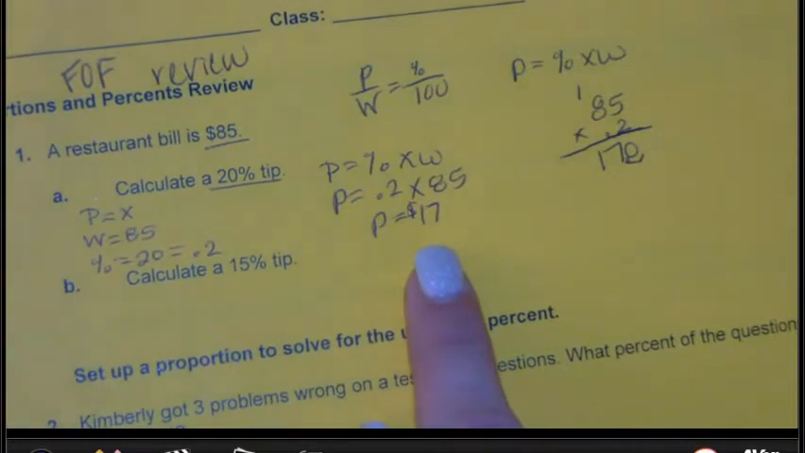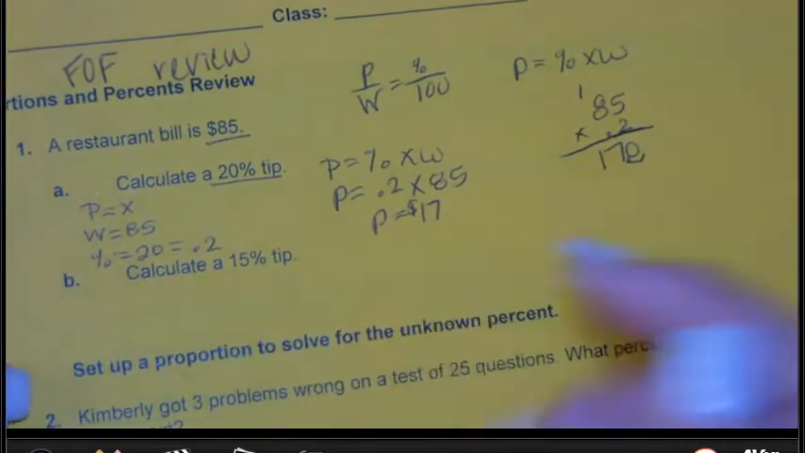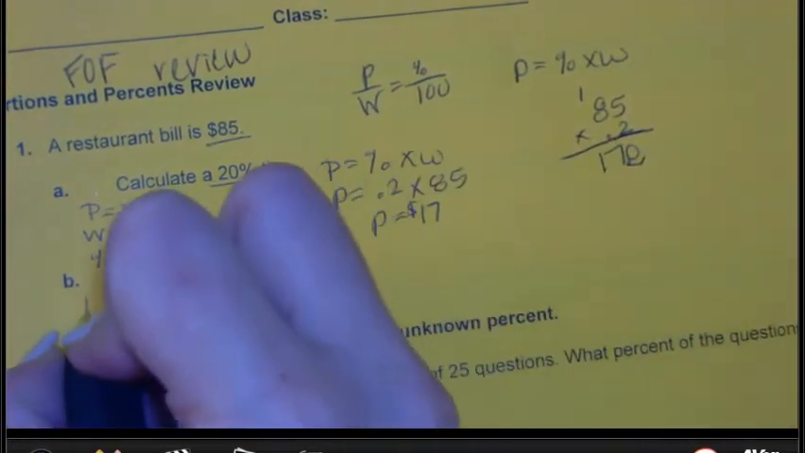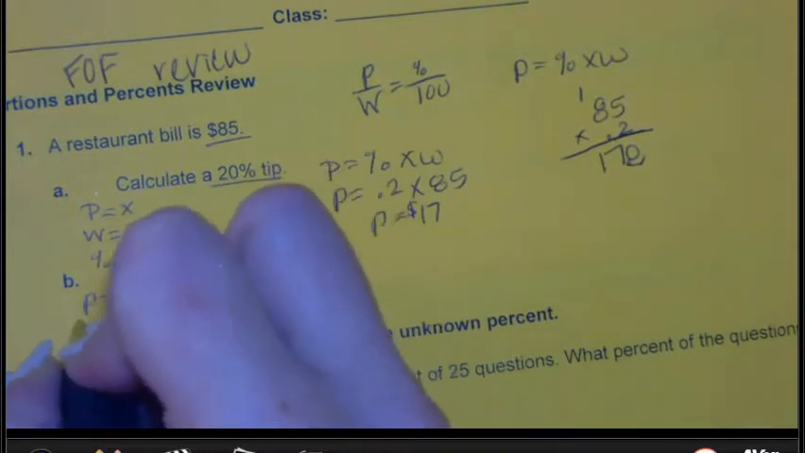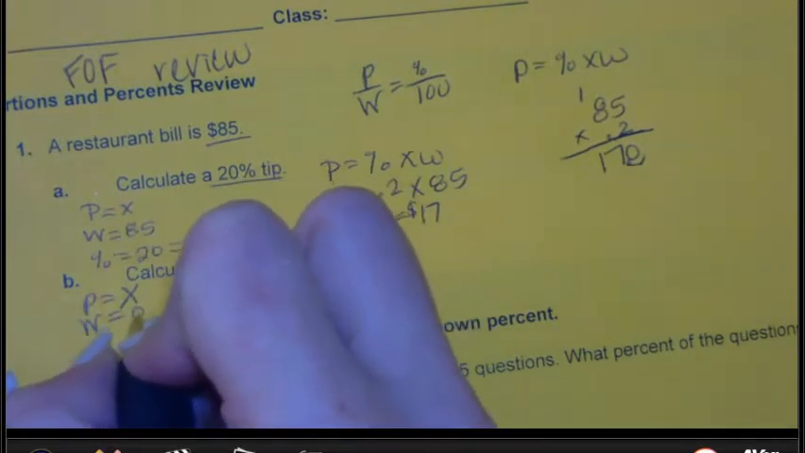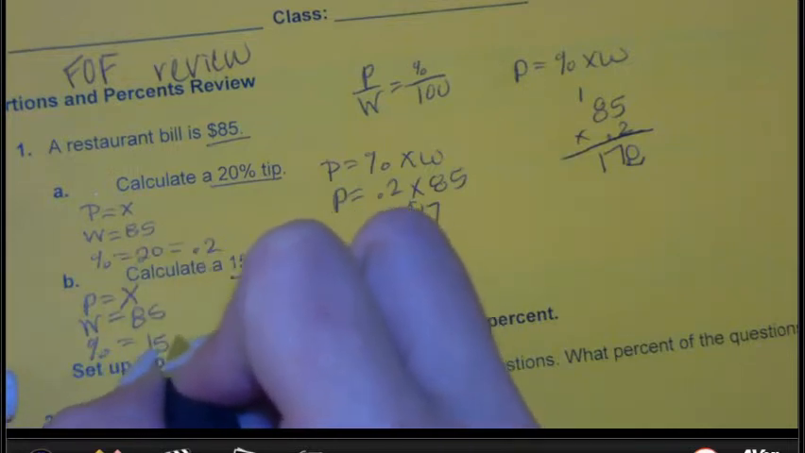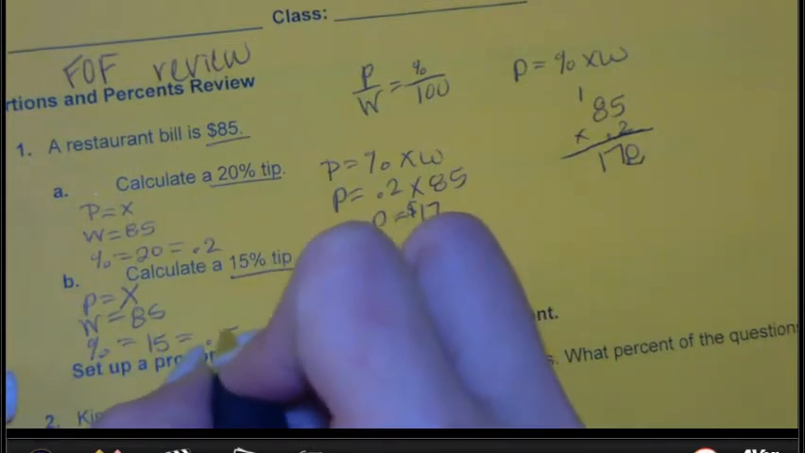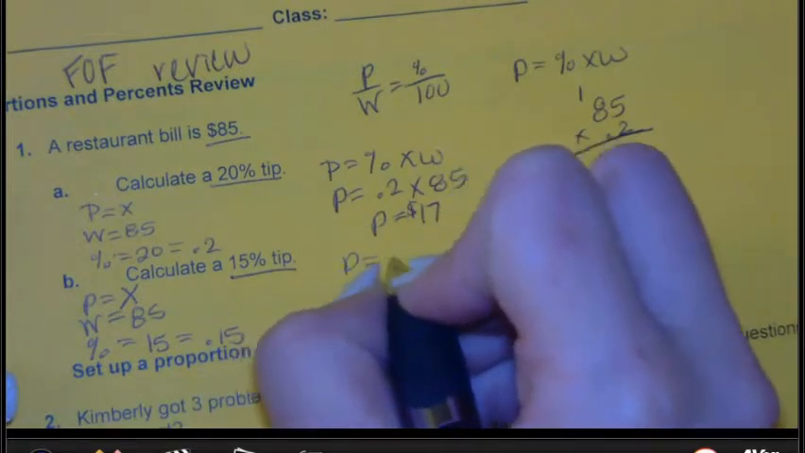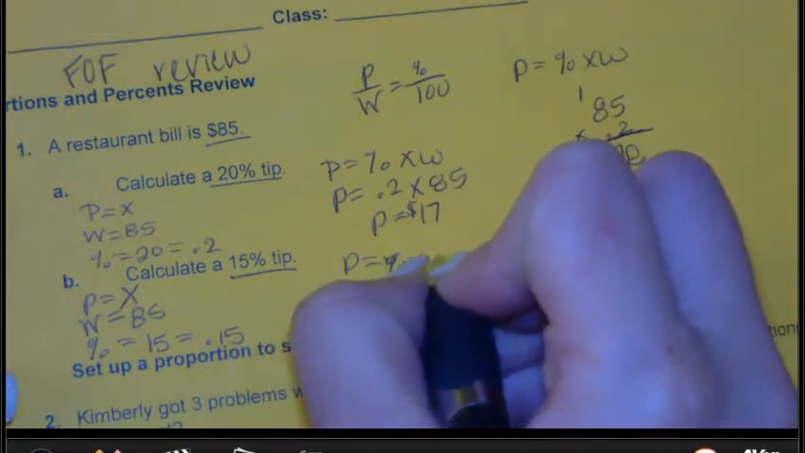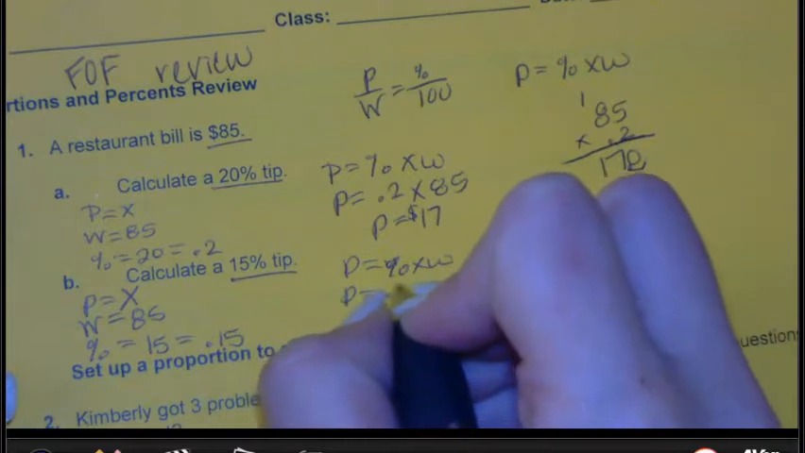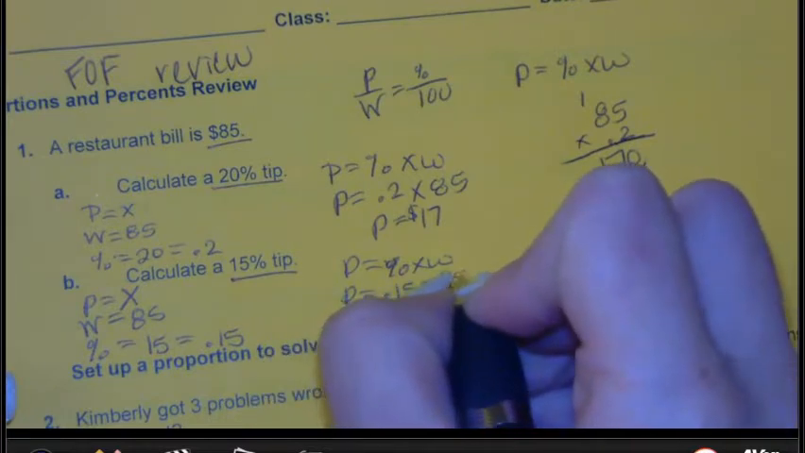All right, what if I wanted to leave a 15% tip instead of a 20% tip? How much would that be? So my part is still unknown. My total is still 85. And my percentage changed from 20 to 15, which 15% is 0.15. So part is equal to percent times the whole. Part is equal to 0.15 times 85.